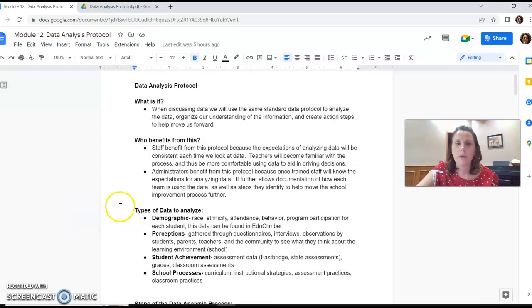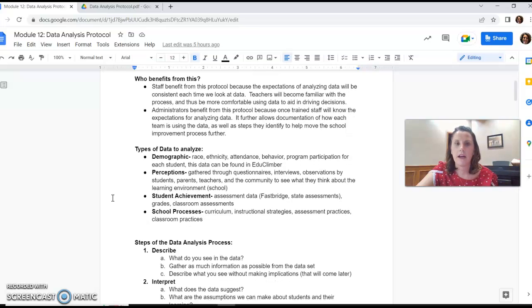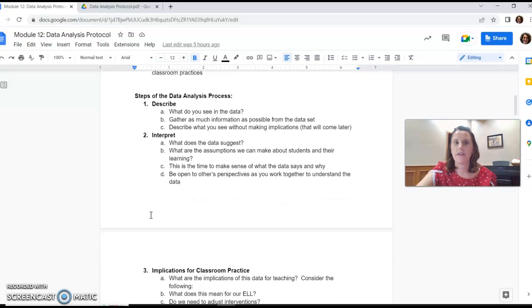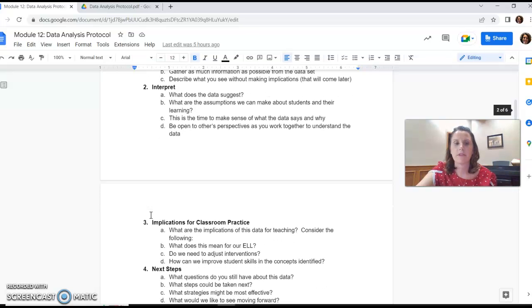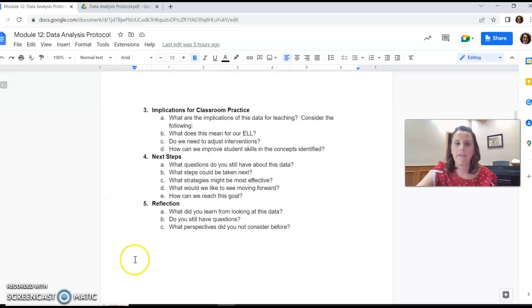It would also be helpful for the administrators because they would be used to having all of the staff use the same protocol to help align the school improvement process. You could use this protocol with all 4 types of data. The demographic data, perceptions data, student achievement, and school processes. Then down here are the 5 steps of the data analysis process that I outlined with the graphic.